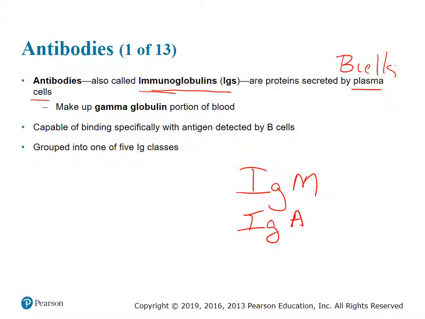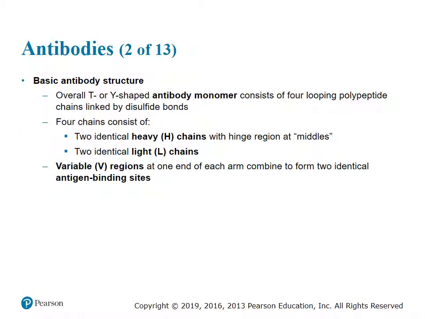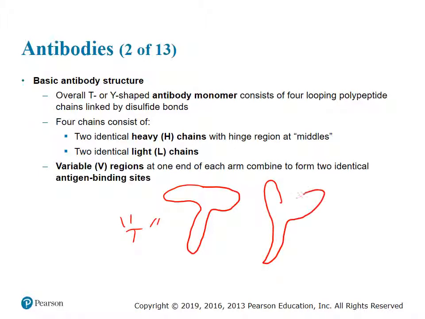And there's actually 5 classes. You just need to know that there's 5 of those classes, but you don't really need to go into as far as those classes are concerned. I wanted to talk really quick about the structure. There's a little bit more to talk about, but I just want to keep it really brief. Antibodies will usually have a shape kind of like this. We call this a T-shaped antibody, or they have this kind of Y structure, if you will.